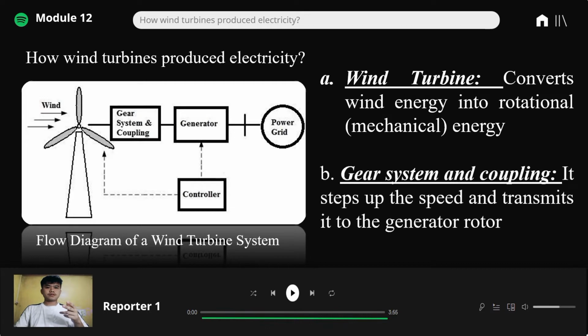Next is the gear system and coupling. It steps up the speed and transmits it to the generator rotor. A gear coupling is a mechanical device for transmitting torque between two shafts that are not collinear. It consists of a flexible joint fixed to each shaft. The two joints are connected by a third shaft called a spindle.